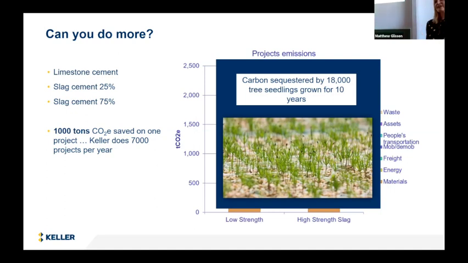Pretty big deal. But Keller does 7,000 projects a year. And of course, you can't save 1,000 on each, but maybe we could get that evened out. That's a really big deal. And I just present that to demonstrate it may feel like there's not much we can do as contractors or engineers, but that's actually quite impactful when you run the numbers.